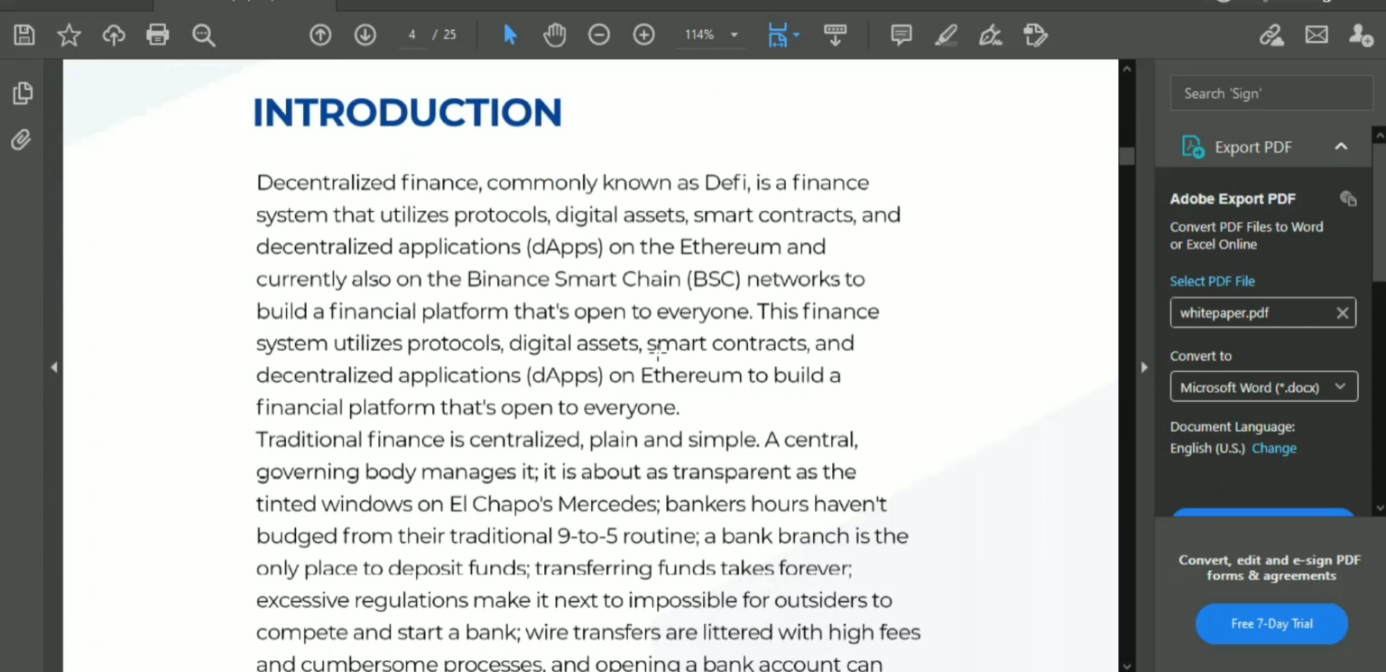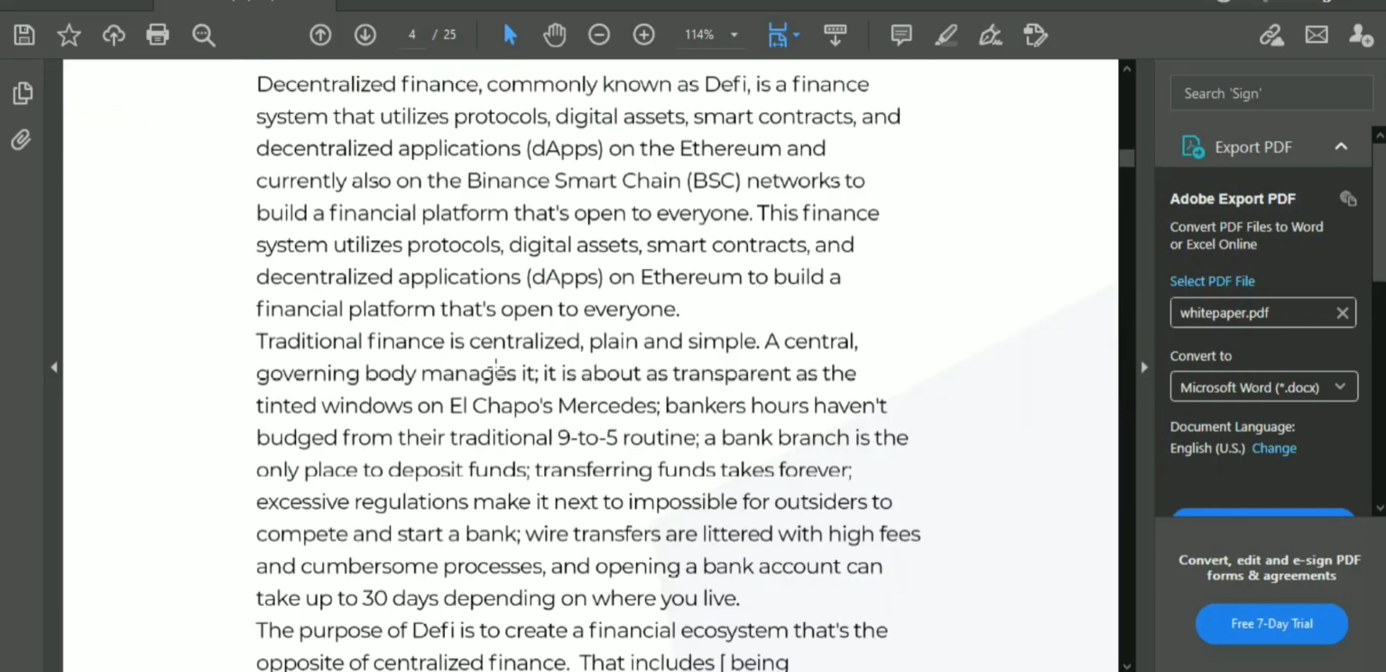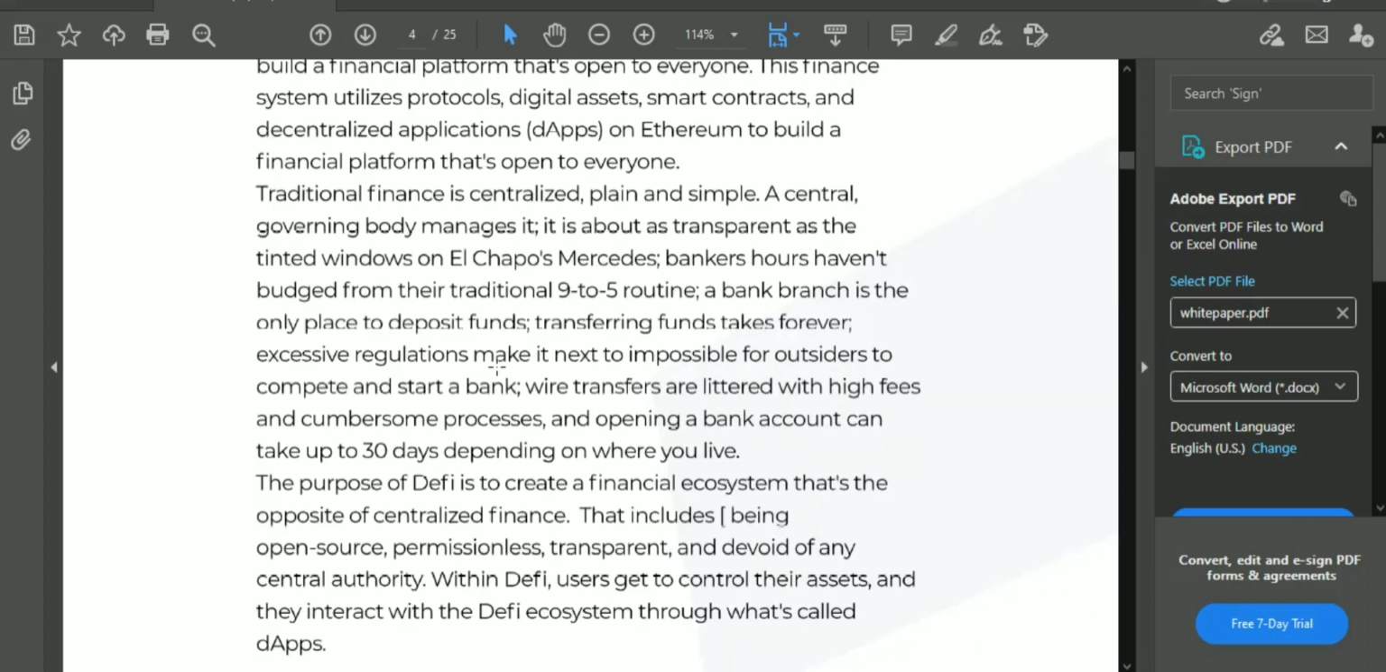Decentralized finance, commonly known as DeFi, is a finance system that utilizes protocols, digital assets, smart contracts, and decentralized applications on Ethereum, and currently also on the Binance Smart Chain network, to build a financial platform that's open to everyone. Traditional finance is centralized, plain and simple.